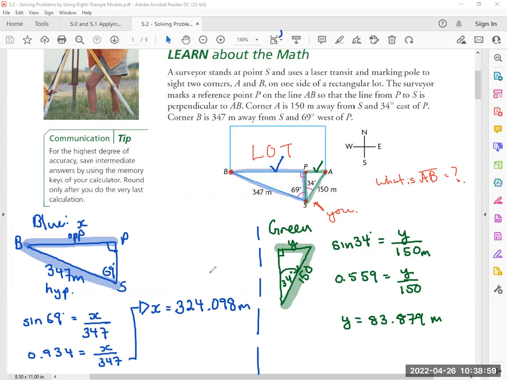the total distance from A to B is going to be x plus y. 83.879 plus 324.098 is 407.977 meters. Okay, which sort of makes sense, right? If you look at this, it's clearly a lot longer than this one. Maybe it's not proportional, but 324, 83, it seems to fit. The blue line is obviously much longer than the green.